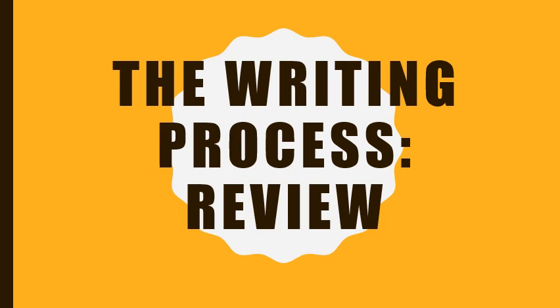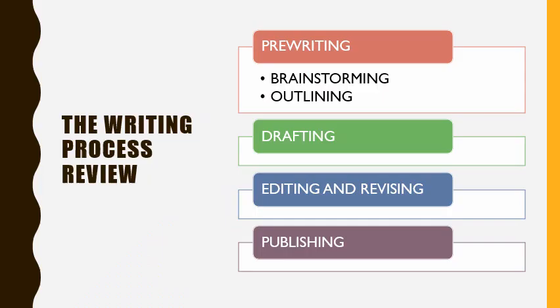All. In this video, we are going to be reviewing the writing process. Okay, so these are the different steps to the writing process. First step is to pre-write. In the pre-writing step, you brainstorm and you outline. Then you have the drafting process. Then you edit and revise after you draft, and then lastly, you publish.